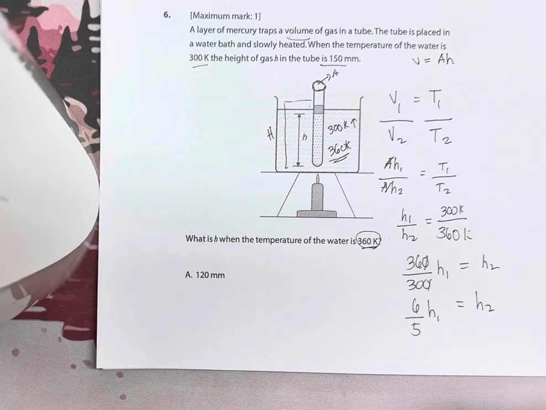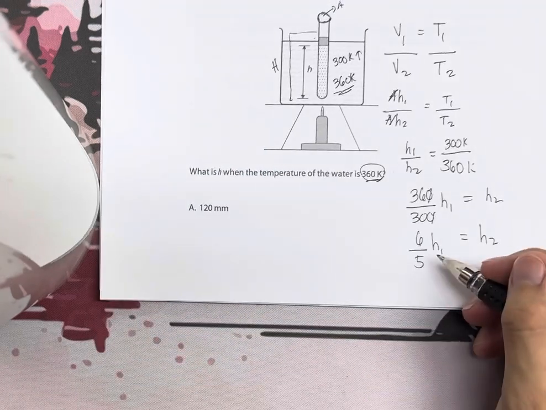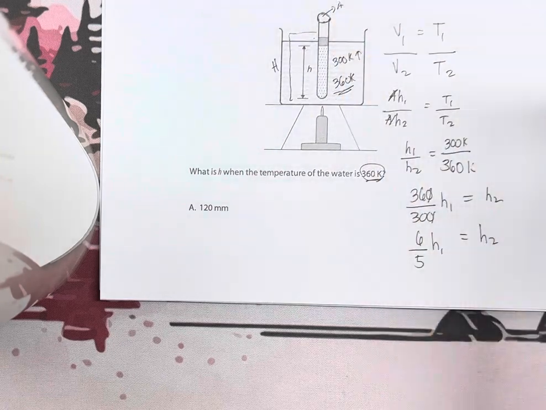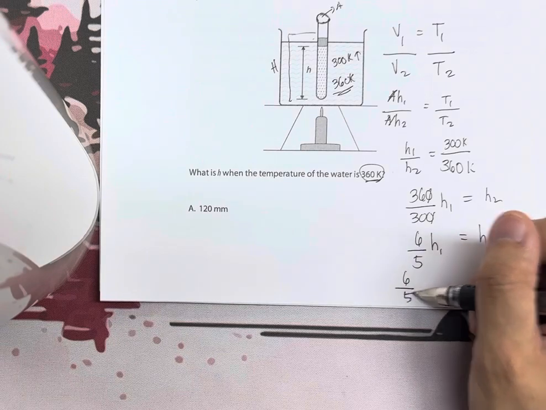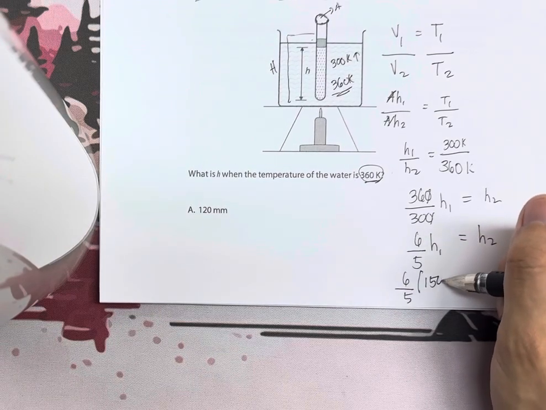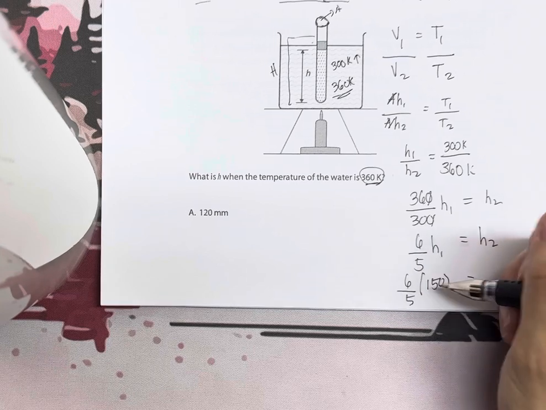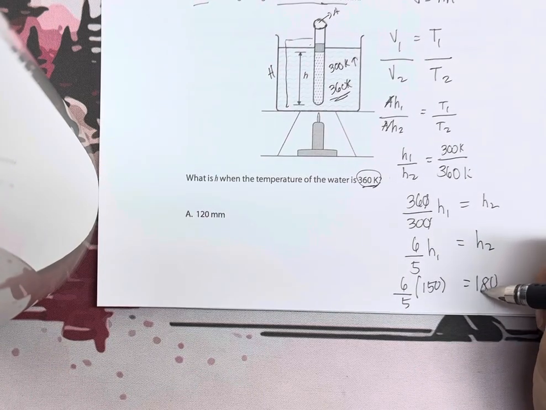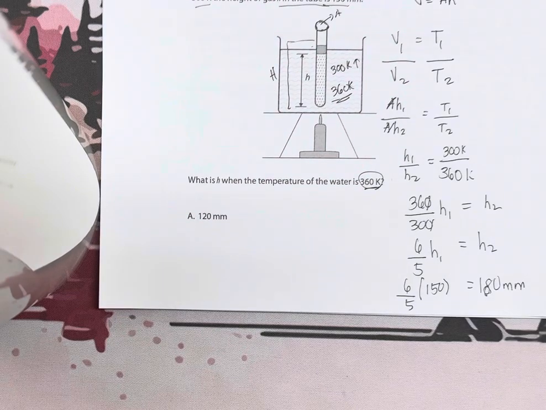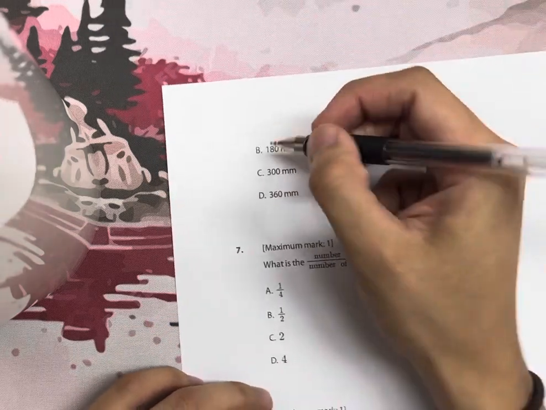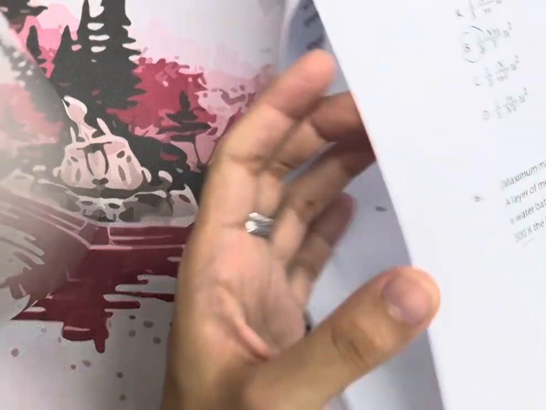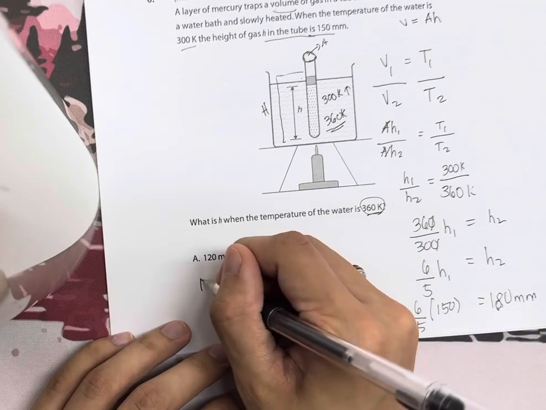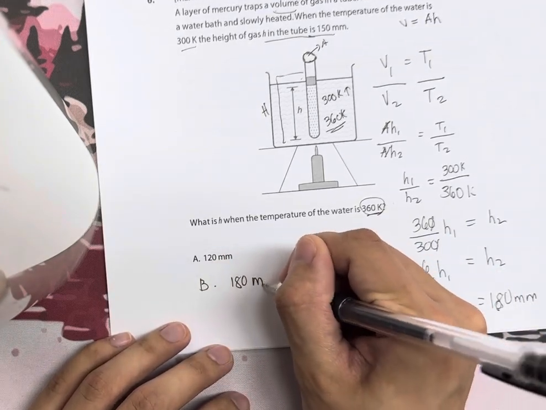But what is H1? We are told that H, the initial height, is 150. So all I need to do is 6 over 5 multiplied by 150. And this should be 30 times 6. That will be 180 mm. So that would be my new height. If you look at the choices, that would be letter B. So the answer to this question is letter B, which is 180 mm.